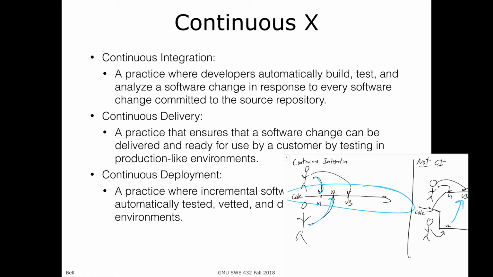Continuous delivery is a practice that ensures that each software change can be delivered and ready for use by a customer by testing it in these production-like environments. So this is creating these staging environments and constantly pushing these changes into that staging environment. So maybe we'll cherry pick stuff and say, aha, now at this point, deploy to staging. And having some regular cycle for doing this.